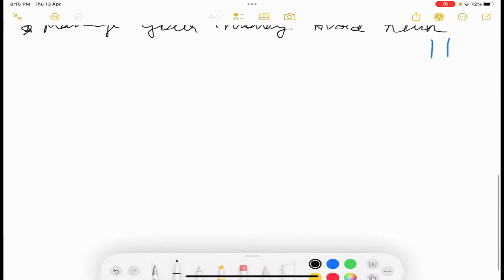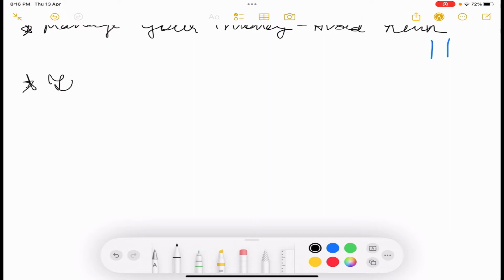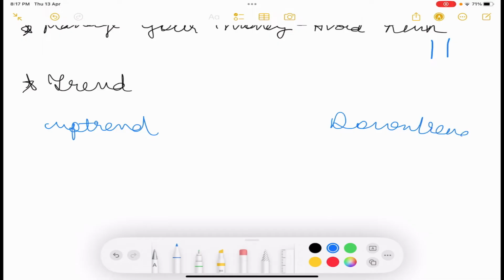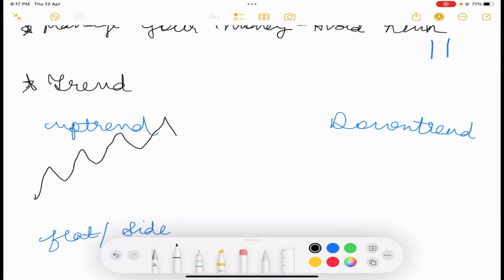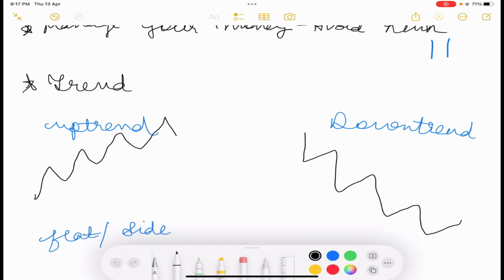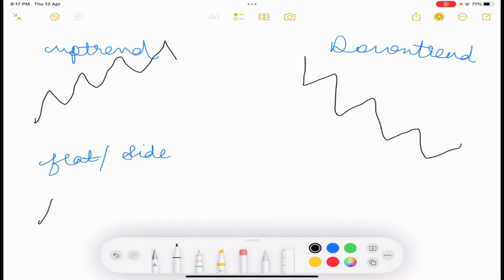Okay, now let's start with what exactly is a trend. So you know that there are three types of trend. Either you have an uptrend or a downtrend or a flat trend or a sideways trend. So what do you mean by uptrend? A stock is moving like this. What do you mean by downtrend? A stock is moving like this. And what do you mean by a flat or a sideways trend? The stock is staying in the same place.